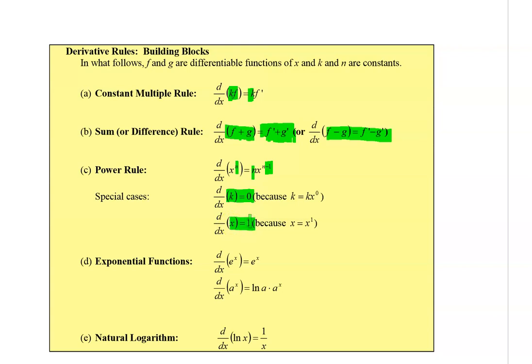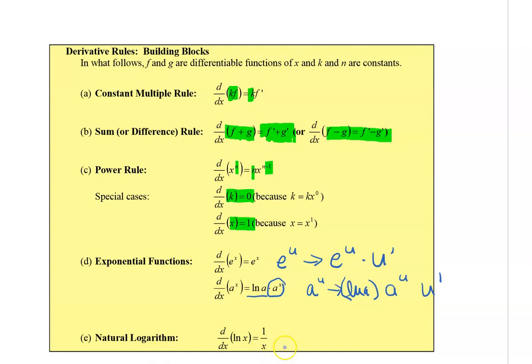Very special cases there. Exponential functions: the derivative of e to the x is just e to the x. More specifically, if it were e to the u, where u is some function, its derivative would be e to the u times u prime. Just rewrite your e function, put the derivative of the exponent out next to it. The derivative of a to the x is you rewrite your a to the x times ln a. More specifically, if it was a to the u, then I always write my a to the u, ln of a out front, and the derivative of the exponent.